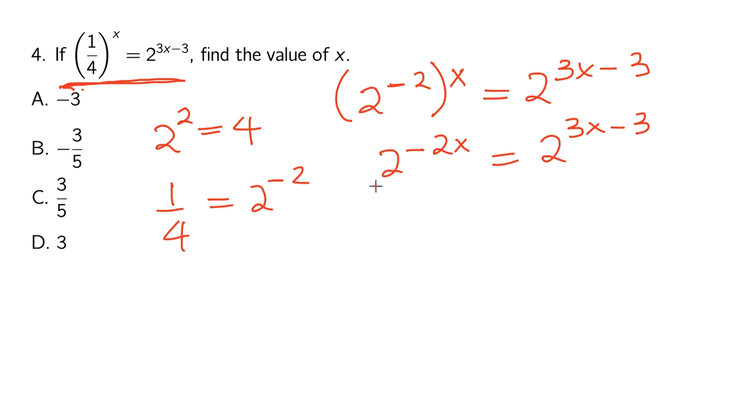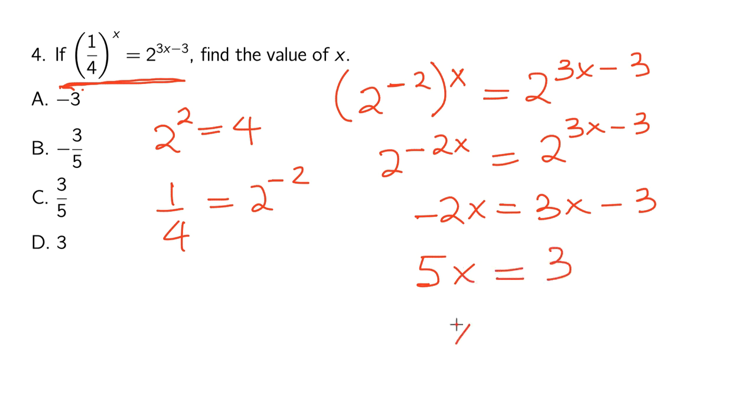Equating the indices, because the bases are the same, we have minus 2x equals 3x minus 3. That means that 5x is equal to 3 and x equals 3/5. So that's our answer.